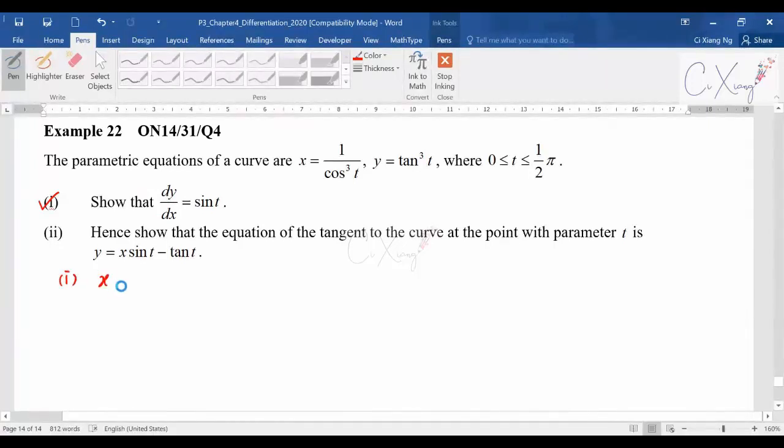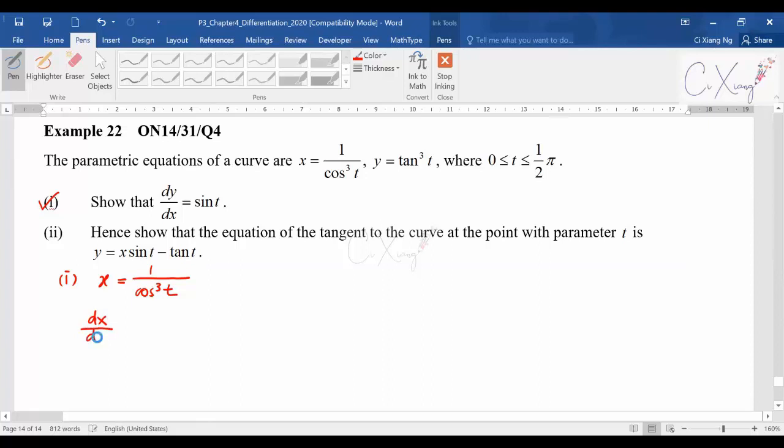First, you have the parametric equation x equals 1 over cos^3 t. In the exam, if they give you 1 over cos^3 t, no need to go and change it into other identities. When they give you this pattern, they want you to use this pattern to do the differentiation. If you try to change it to secant squared or something else, you might not get the differentiation answer correctly. So you just stick to what they give you and continue with the differentiation.